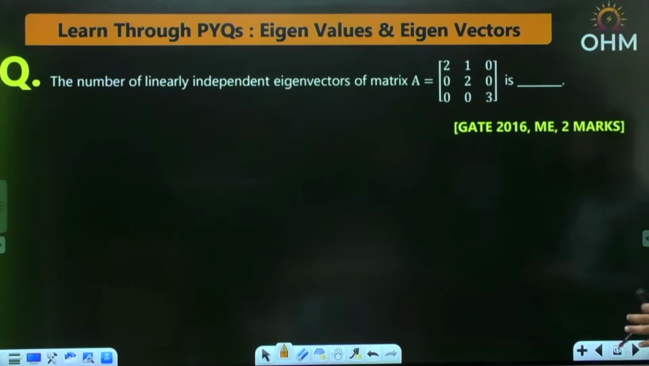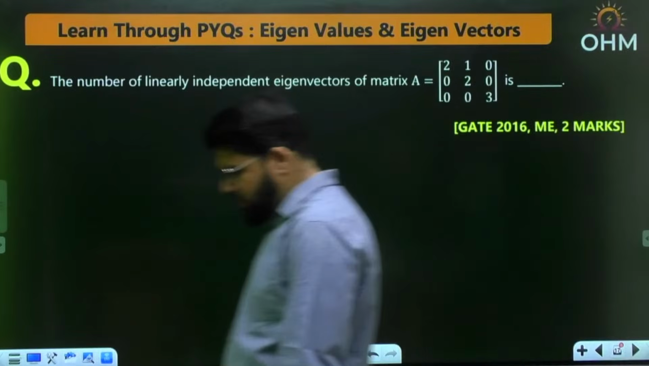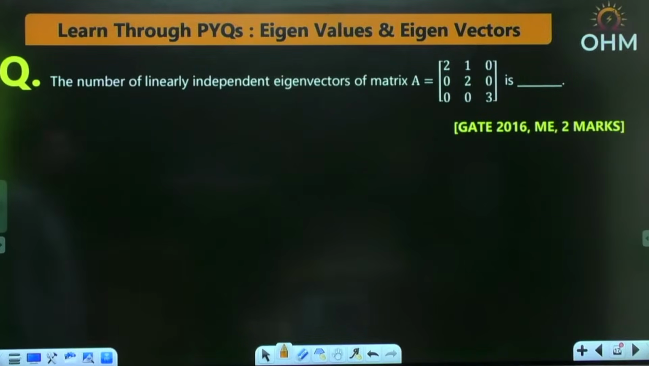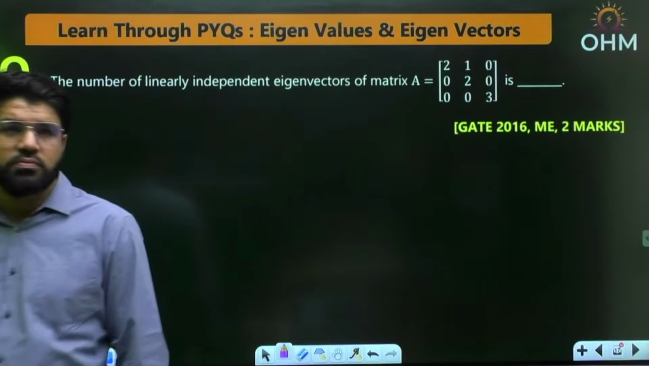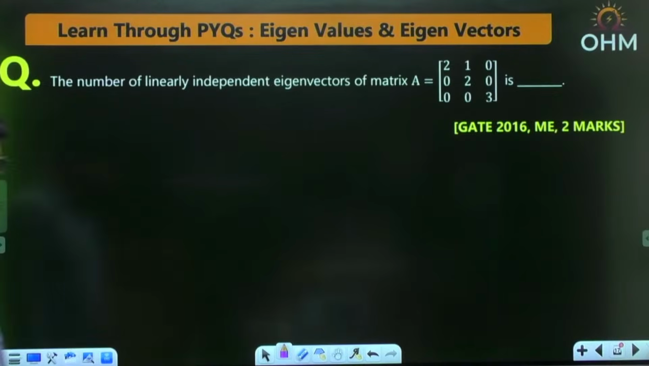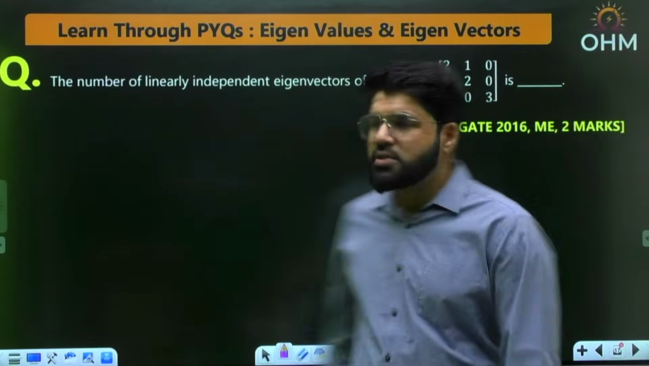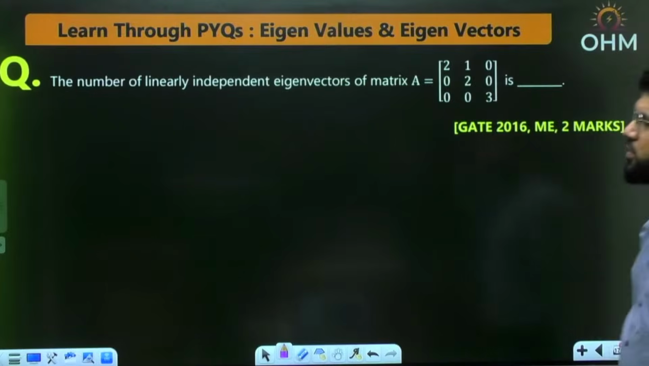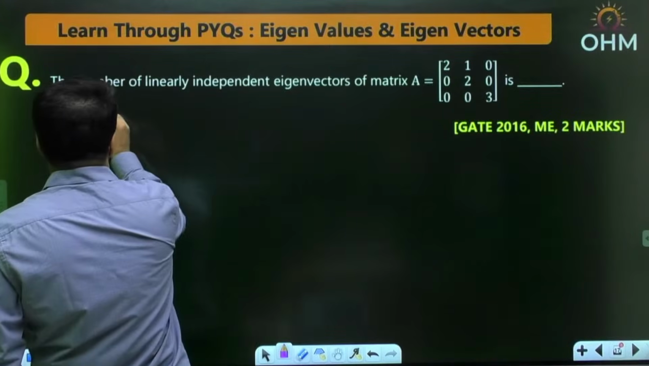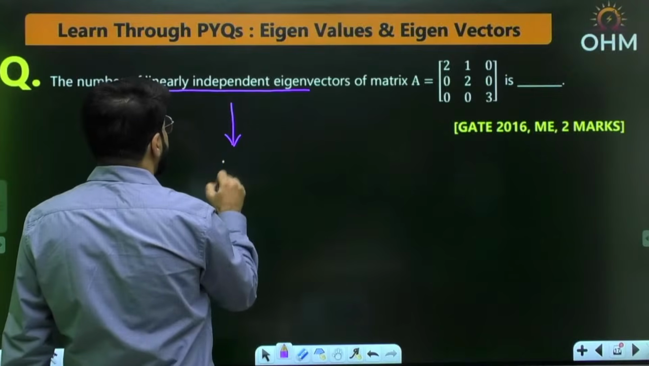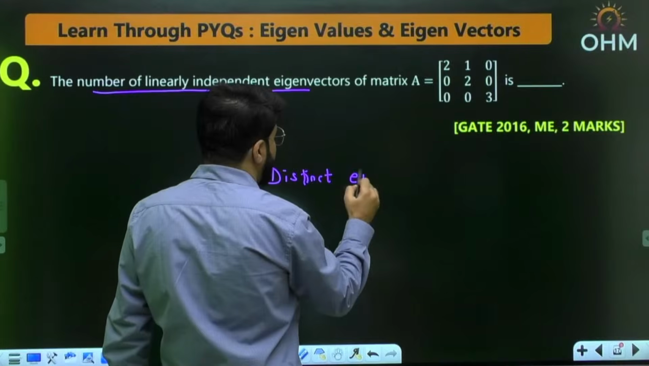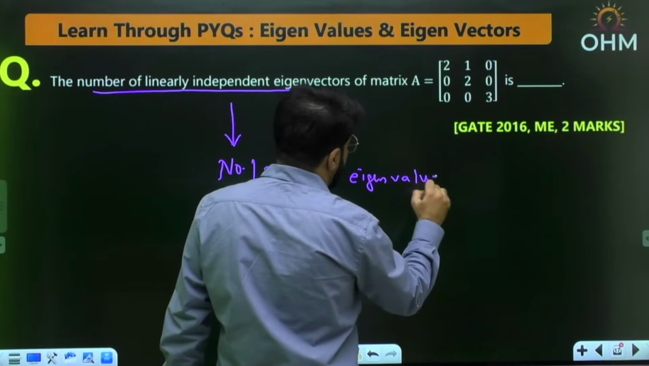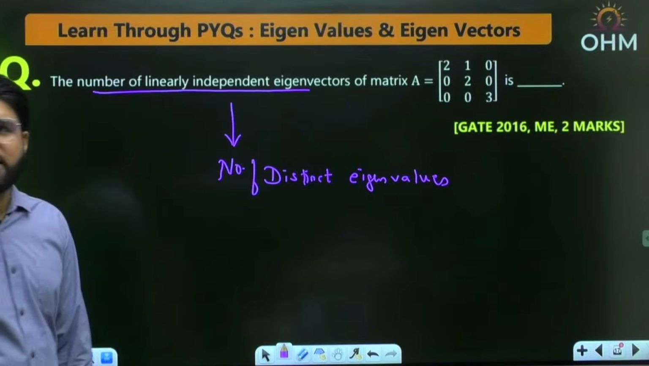Next, number of linearly independent eigenvectors of this matrix. Have a look into it. The matrix is 2, 1, 0, 0, 2, 0, 0, 0, 3. What I just covered is that the number of linearly independent eigenvectors is equal to the number of distinct eigenvalues, property number 4.